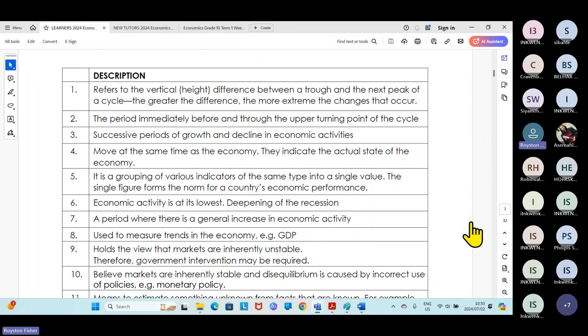Right. So number one, the description refers to the vertical height difference between a trough and the next peak of a cycle. The greater the difference, the more extreme the changes that occur. Does any school have an answer to this particular description, please? Please post it in the chat. Thank you so much, Belhoi. It's an amplitude. Number two, the period immediately before and through the upper turning point of the cycle.